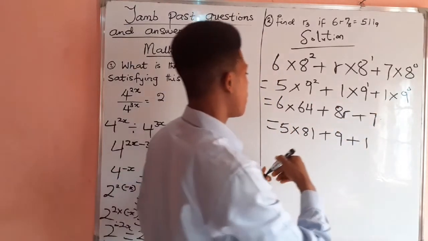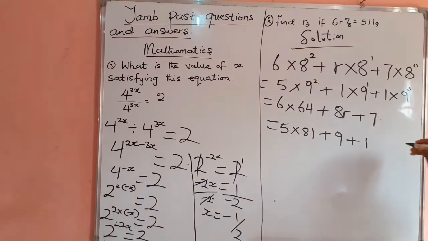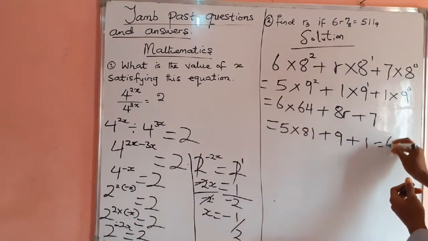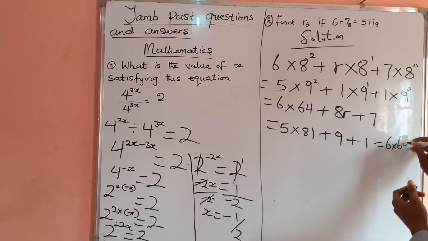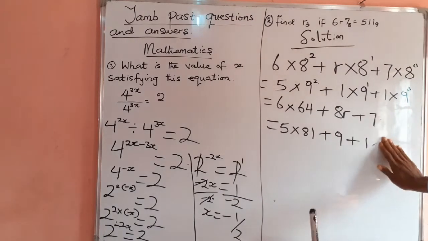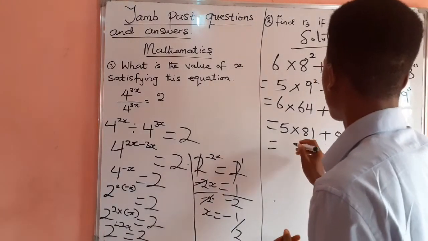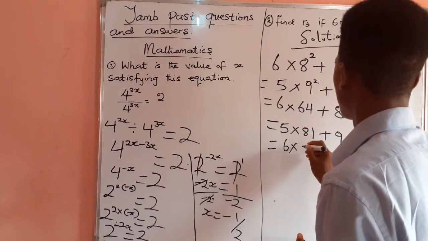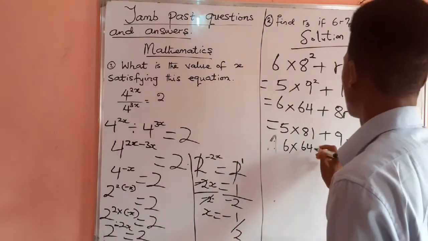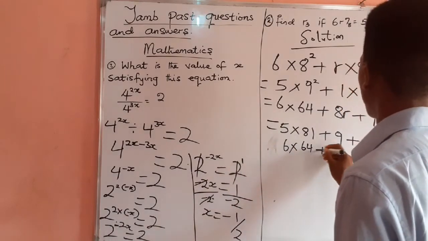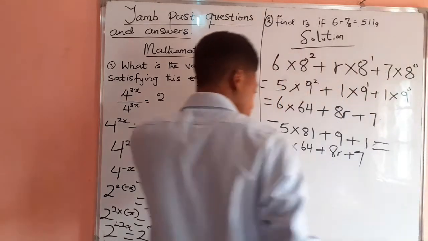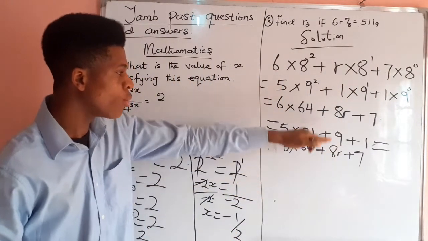And then we come over to this side of the equation. It's equals to now 6 times 64. Let me just write that again. 6 times 64 plus, or better still, let me write it on this side of the board. It's equals to 6 times 64 plus 8r plus 7. So we have this now.